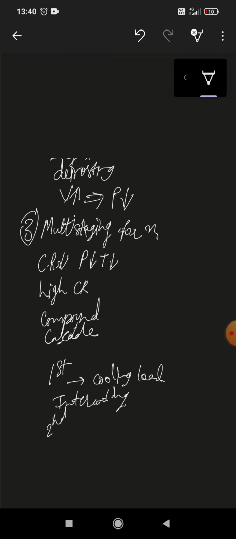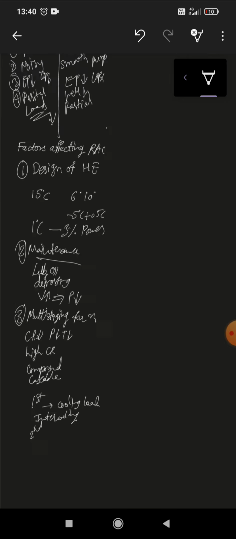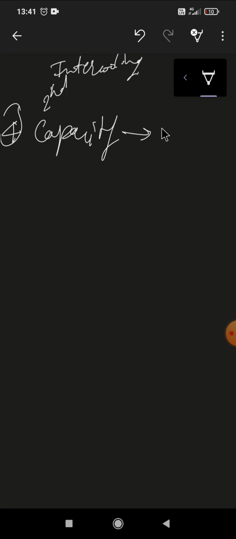And then the fourth point is matching capacity to system load. That is, whatever the capacity is, it has to match the load.